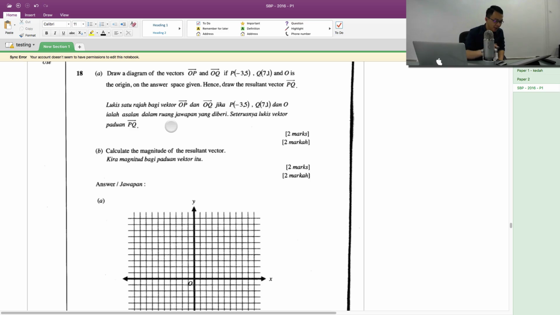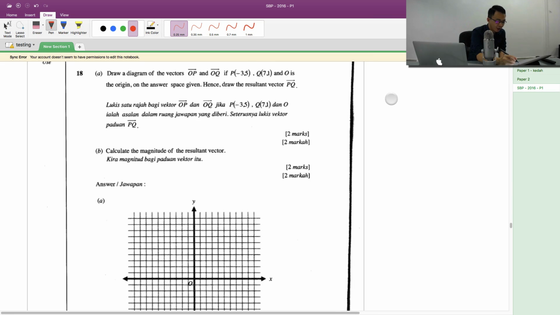Okay, so P is -3, 5. If this is the center, -3 means I will go 3 units to my left-hand side, and 5 means I will go 5 units up. So this is my P, and this is my OP. So 1, 2, 3 is here. 1, 2, 3, 4, 5 is here. So P is here. So my OP is like this.